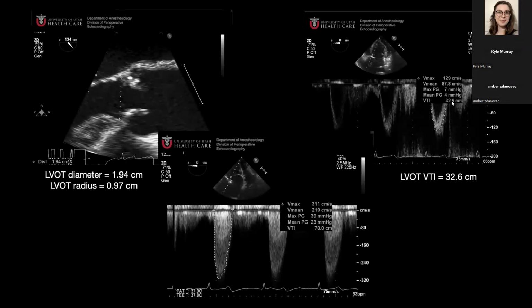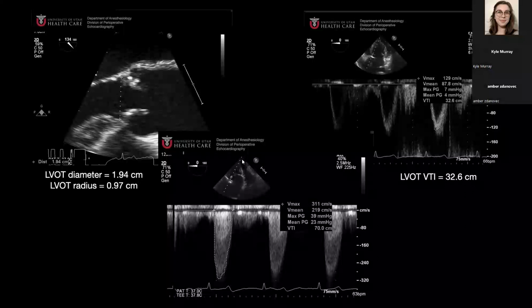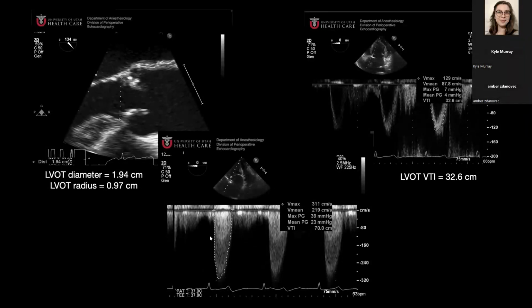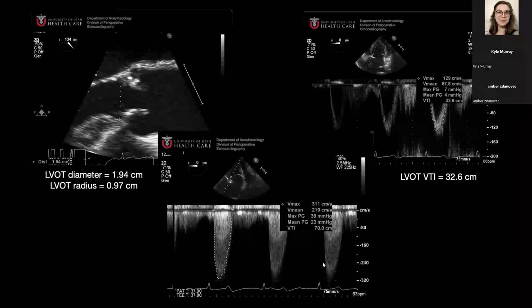So yep, 32.6. And now this is continuous wave. All this shaded in is going to be measured along the line, but we know that all these high velocities are going to be from the aortic valve, because we assume that that's the area of the highest flow or the highest velocity of flow. So using continuous wave Doppler, what VTI do we have here? This was the LVOT, this one is the aortic valve.